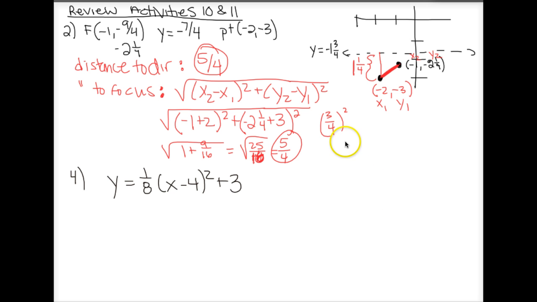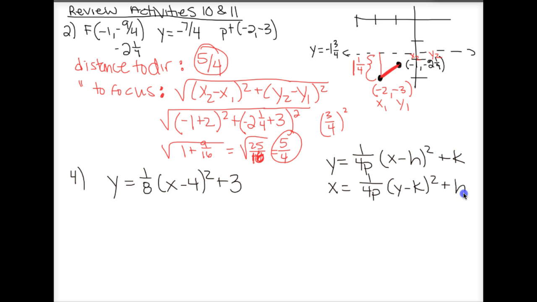Remember that anytime we're trying to do focus, directrix, all of those, we are using these two basic equations. y equals 1/4p (x minus h) squared plus k, or for horizontally opening, x equals 1/4p (y minus k) squared plus h. Remember that this looks just like vertex form. We can see the vertex by the coordinates that are here.